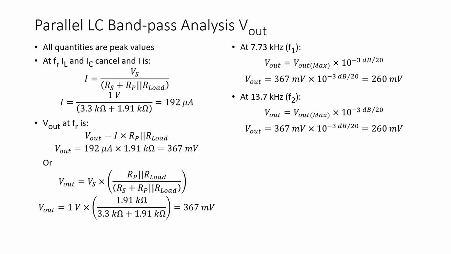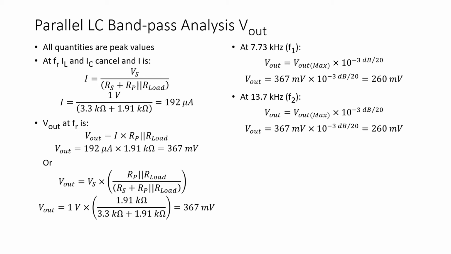Now we look at the analysis of this bandpass circuit, and again at resonance IC and IL cancel. Therefore, the current supplied by the source is V source divided by R source in series with the parallel combination of RP and R load. So the source current is 192 microamps. And again, at resonance, the output voltage equals I times the parallel combination of RP and R load, 367 millivolts.